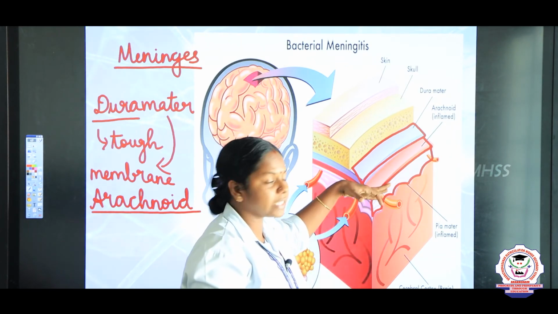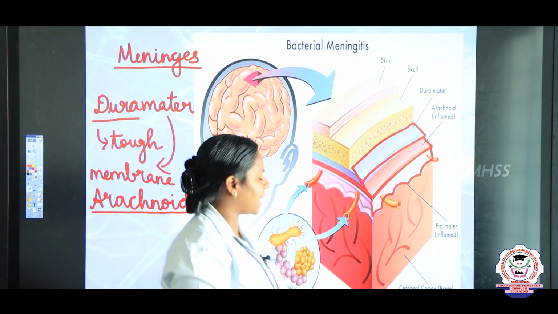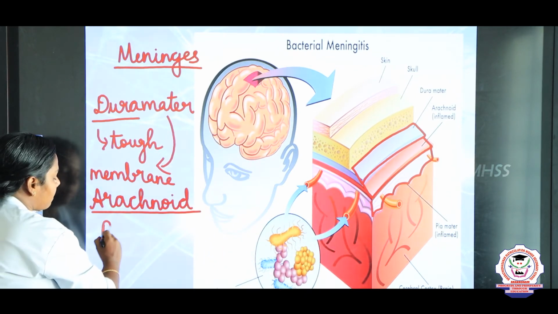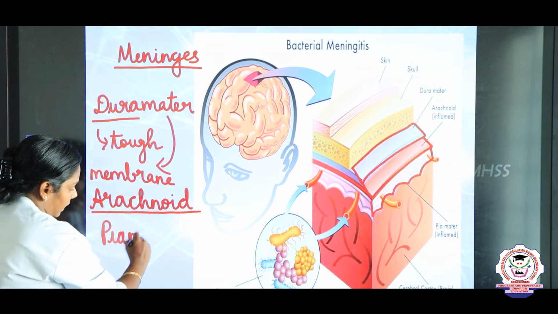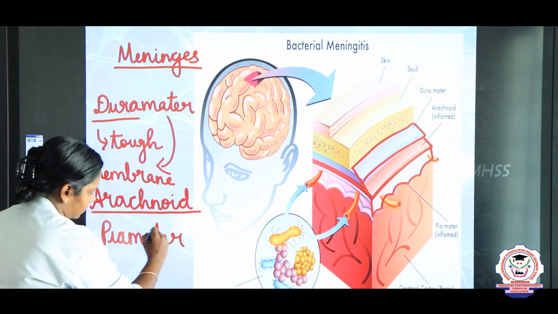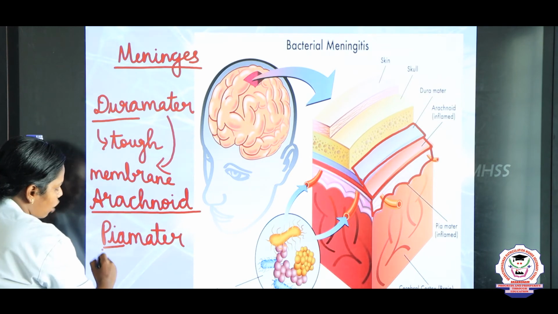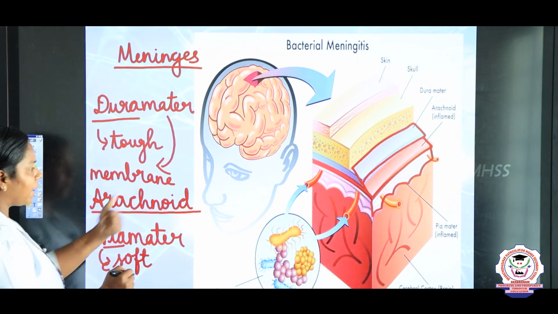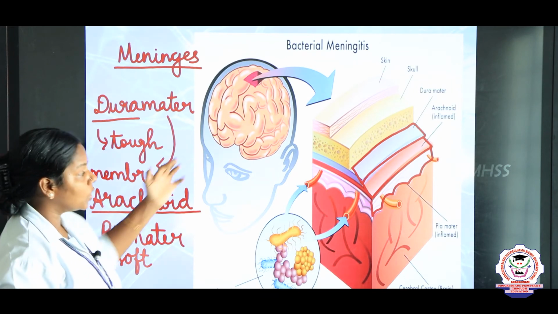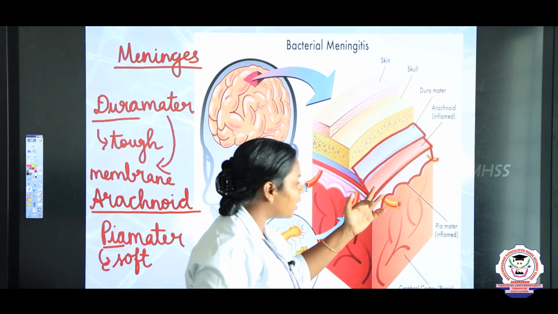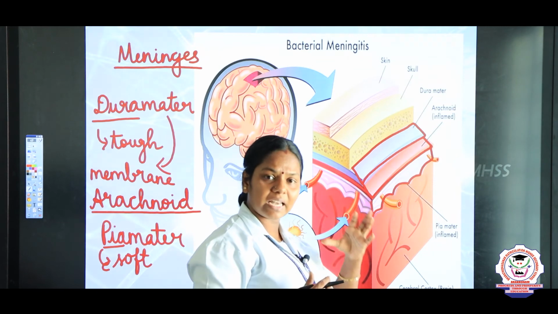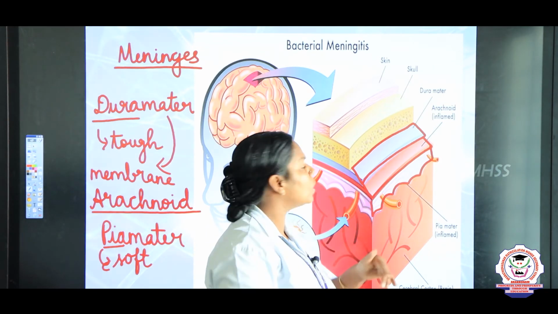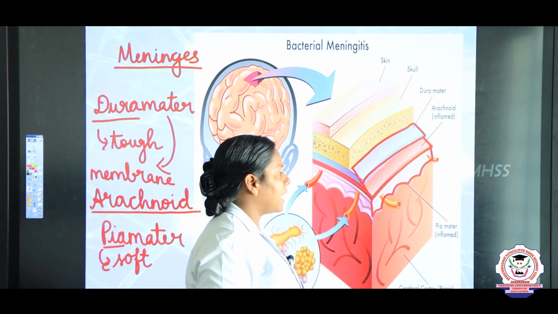So what is the middle layer, children? Arachnoid membrane. And the next one, the innermost layer, is the pia mater. Pia means soft, and matter, we know, means membrane. So the innermost membrane is very soft because it is the layer which covers the brain. So it is said to be the pia mater.